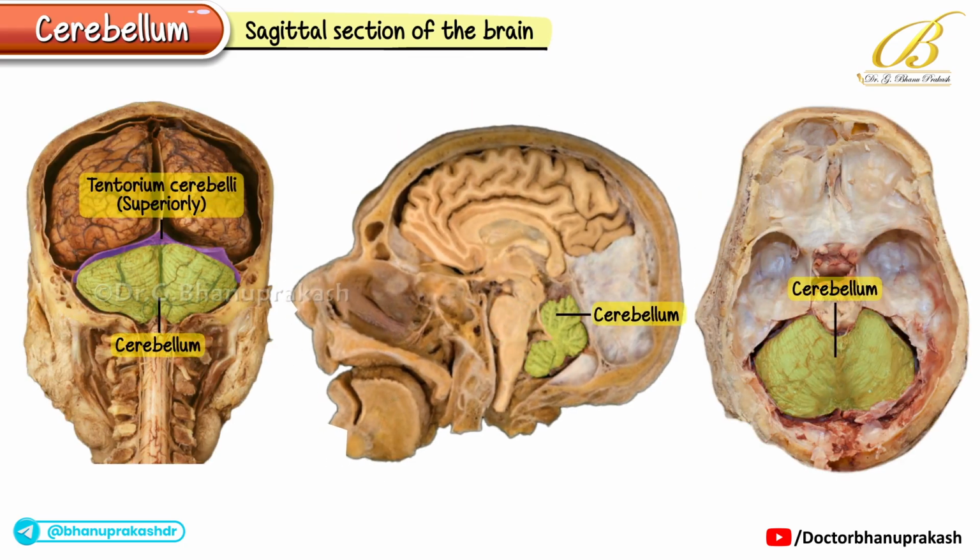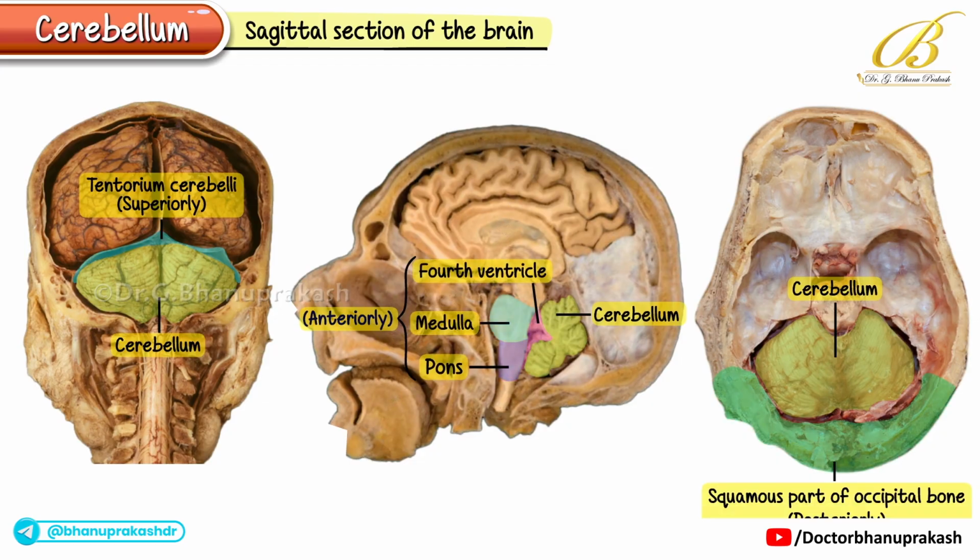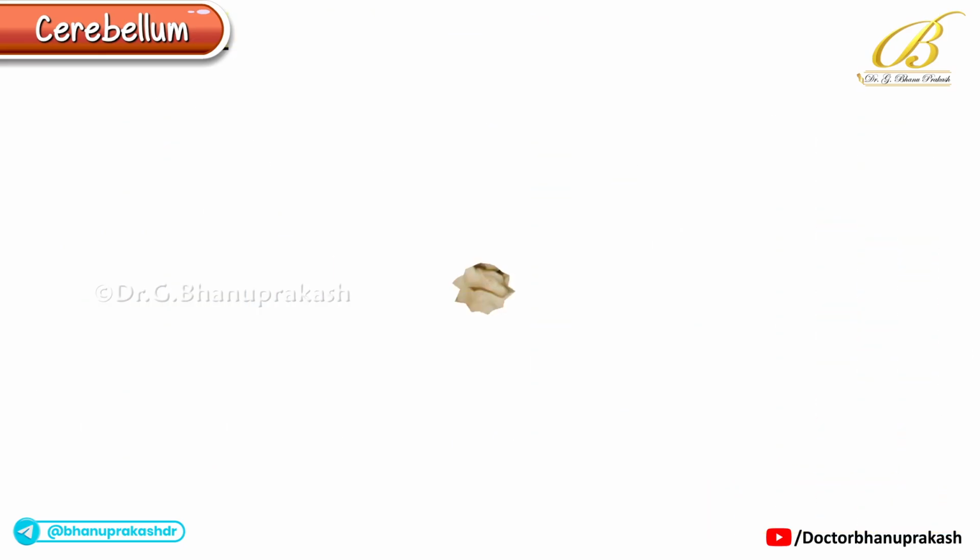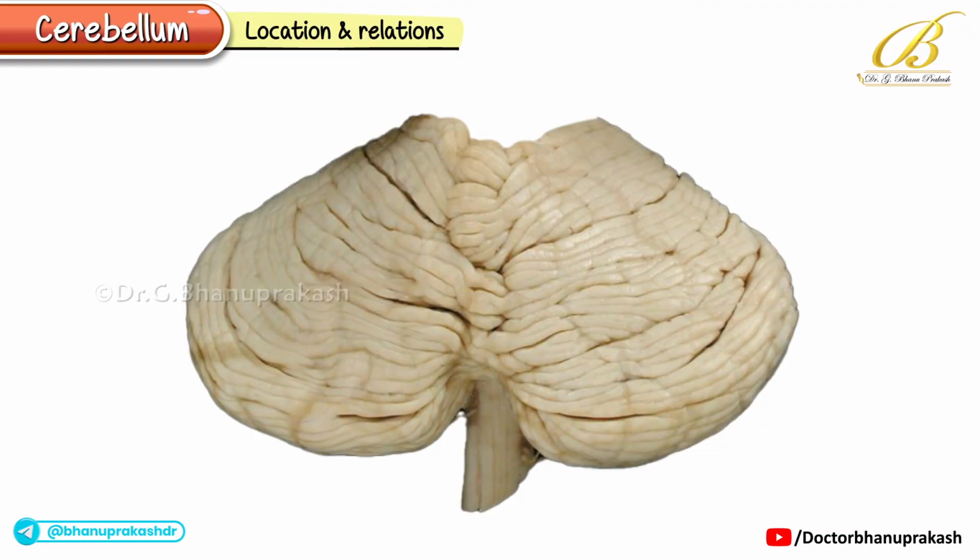Superiorly, it is related to the tentorium cerebelli. Anteriorly, we find the fourth ventricle, the pons, and the medulla. And posteriorly, it is related to the squamous part of the occipital bone. Now that we know the location and relations of the cerebellum, let us move on to its external features.